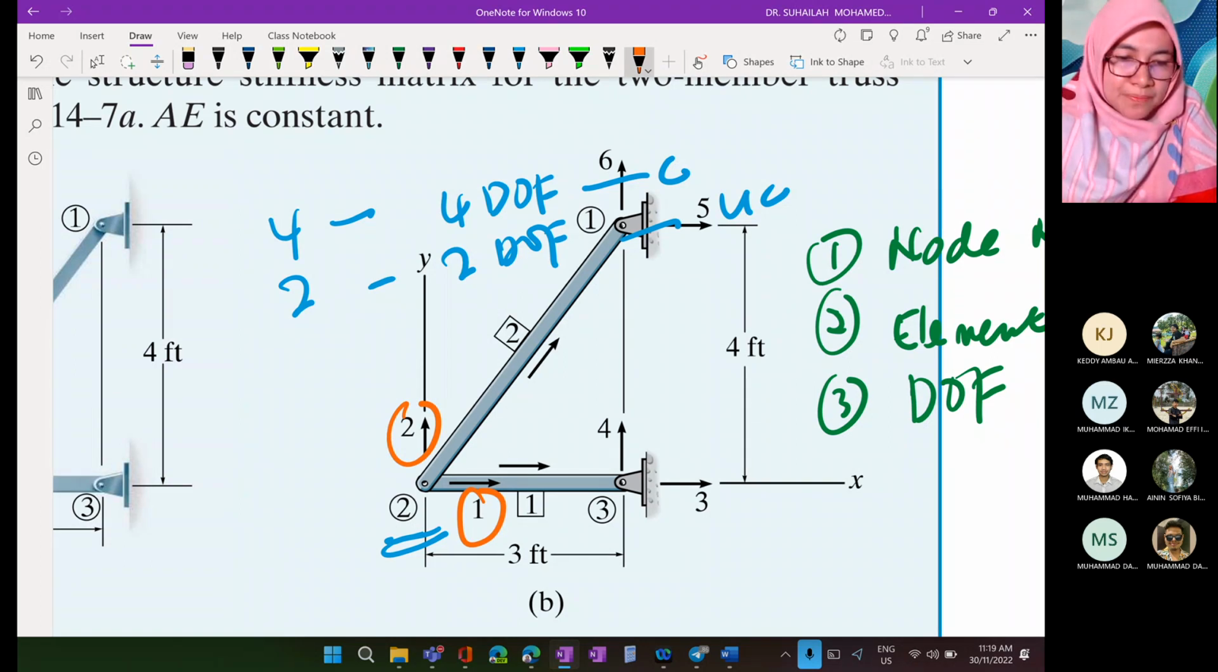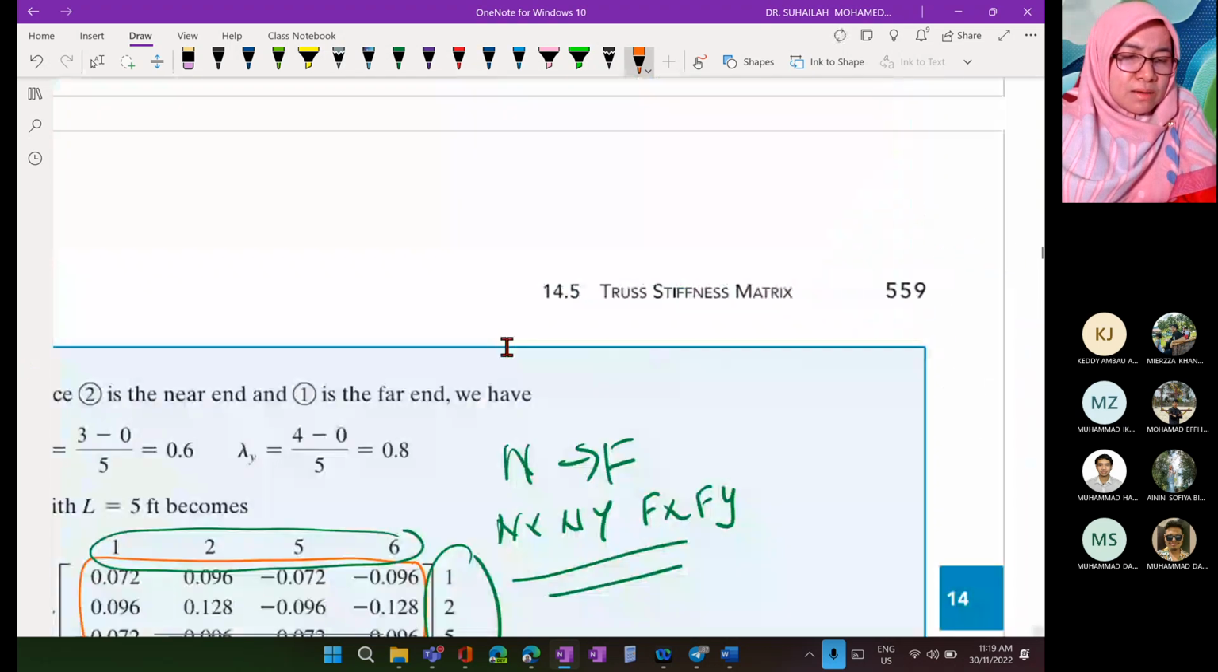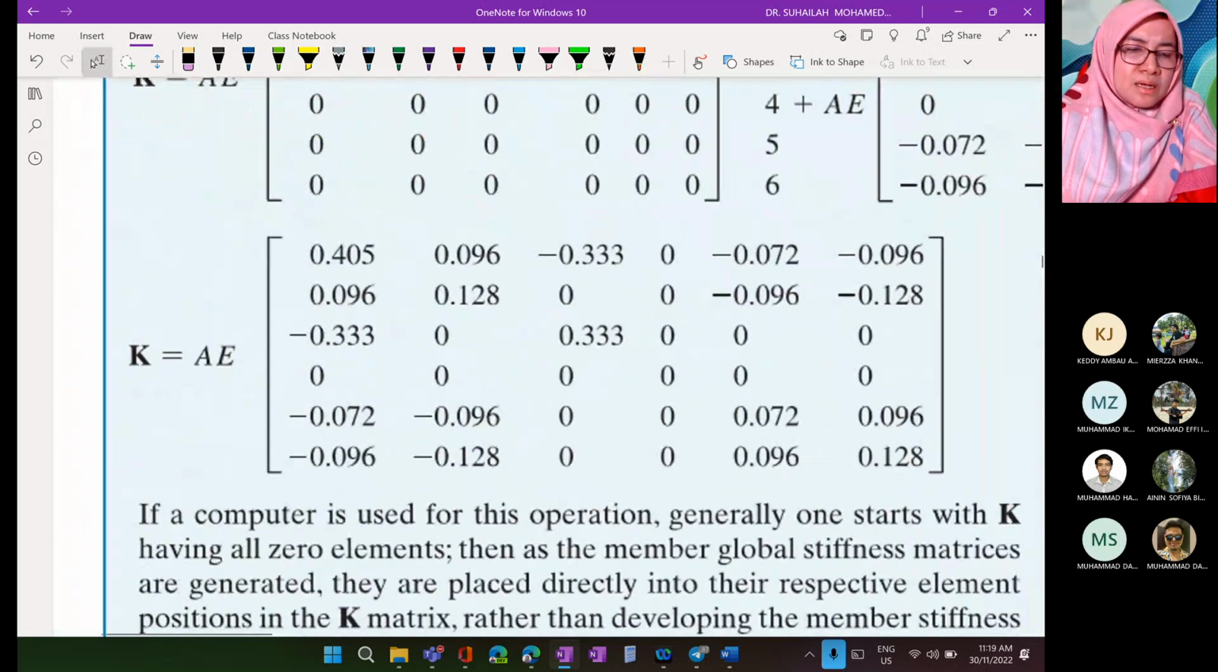Followed by constraint. Because the first objective is to determine displacement, and displacement occurs in the unconstrained system. That is why we need to label 1 and 2 first, then only followed by the DOF in the constrained system. So this is how we determine the structure stiffness matrix. So we have 6 here.